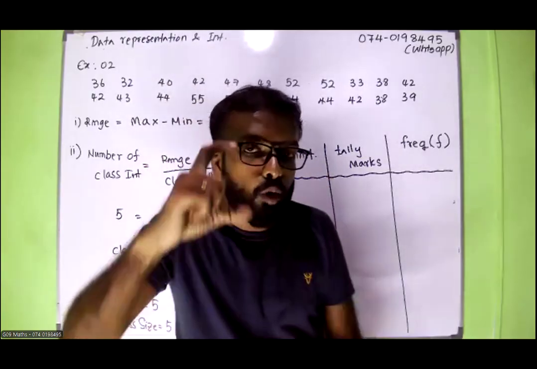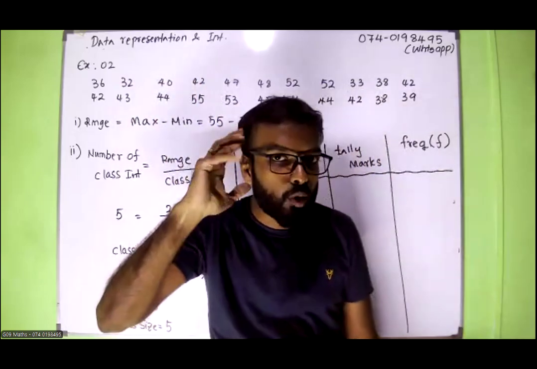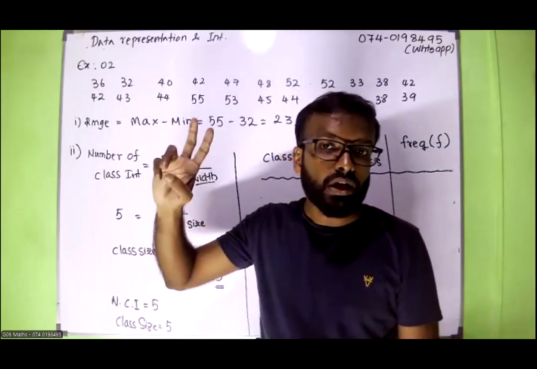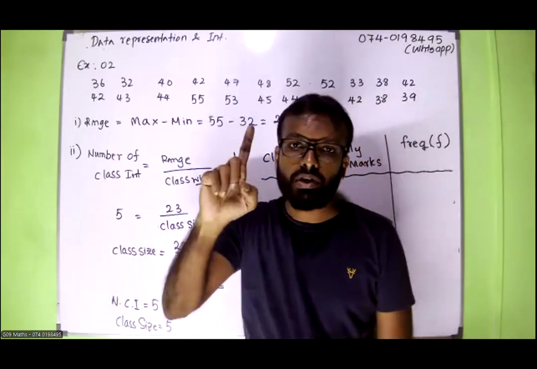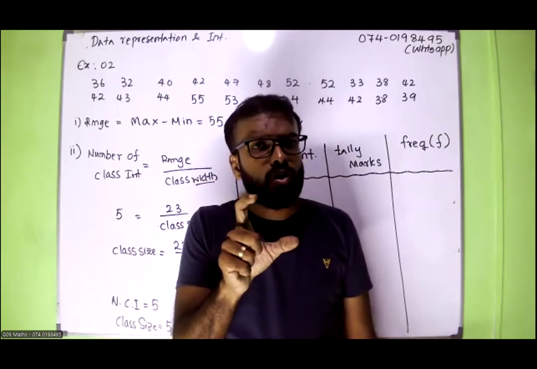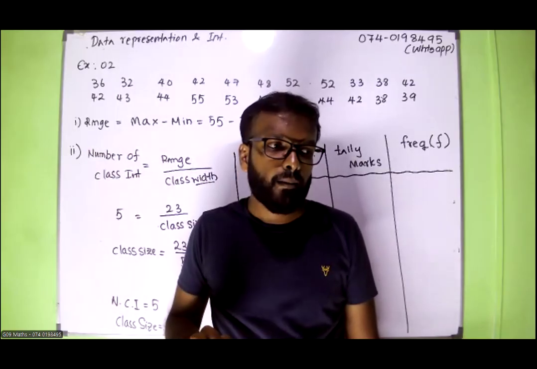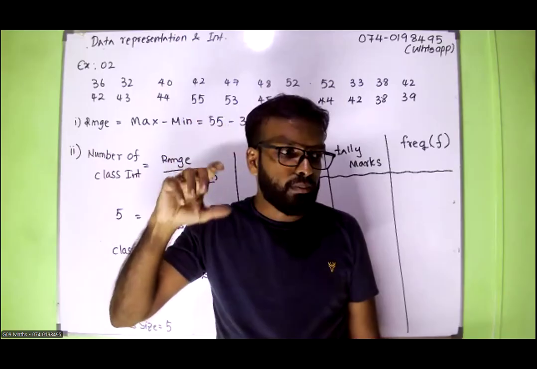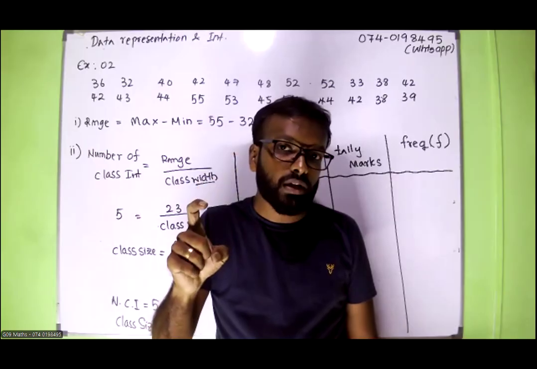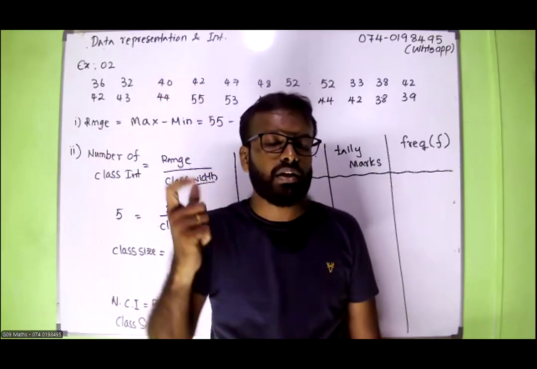First think about the minimum value of the data set. What is the minimum value? 32, yes, 32 is the minimum value. Now think, if you have the minimum value, which is 32, how are you going to define the starting point of the first class interval? Can anyone say?